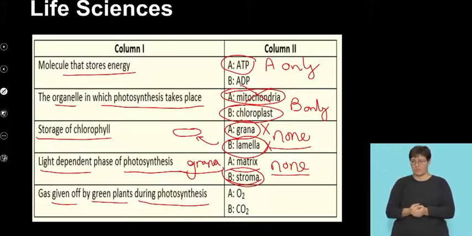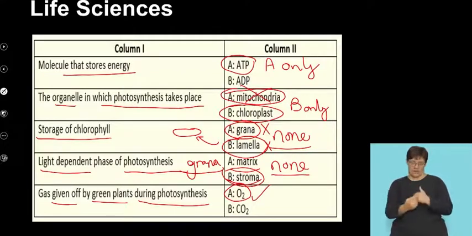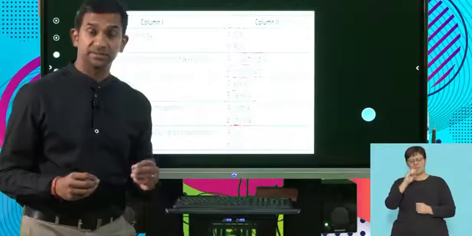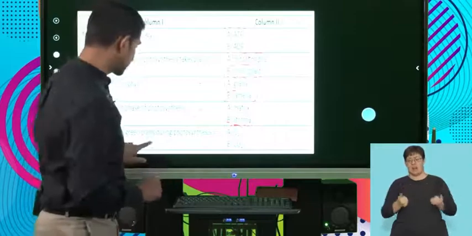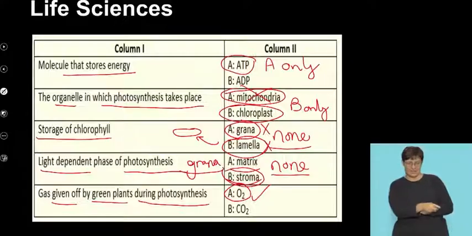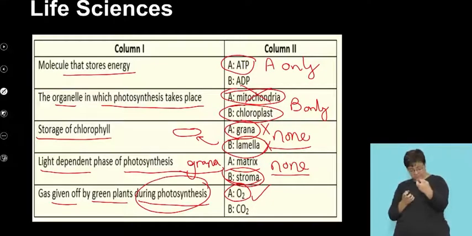Guys, we know that oxygen is the waste product that is produced at the end of photosynthesis, and that is predominantly the gas that is released. We do know that plants give off carbon dioxide, but that is a waste product from cellular respiration. That's not what the question points to. It points to the gas that is produced during photosynthesis, and hence it is A only.